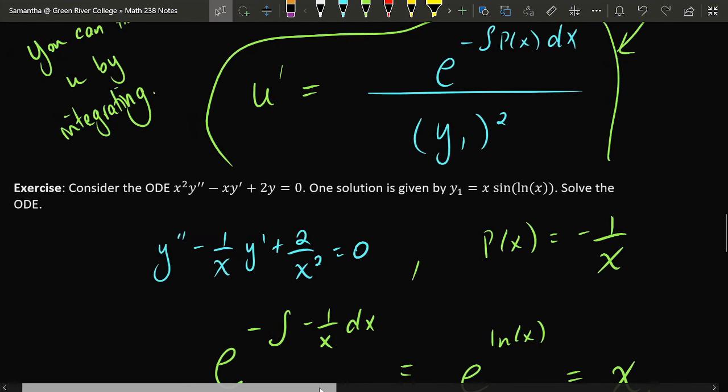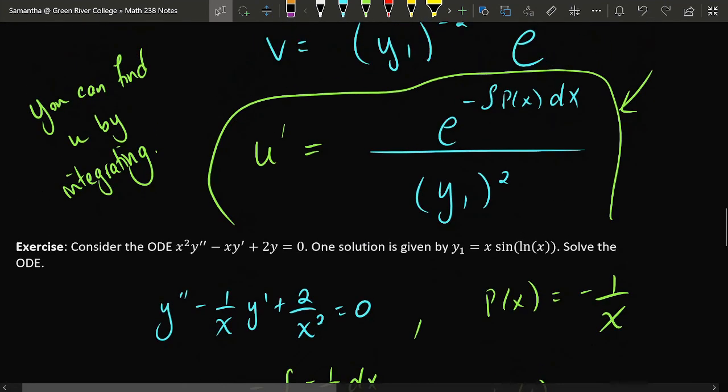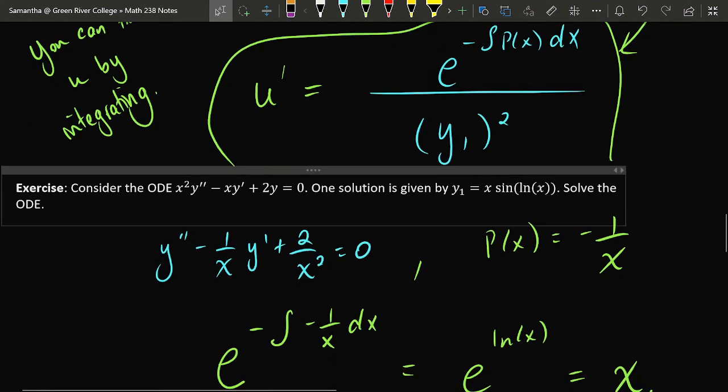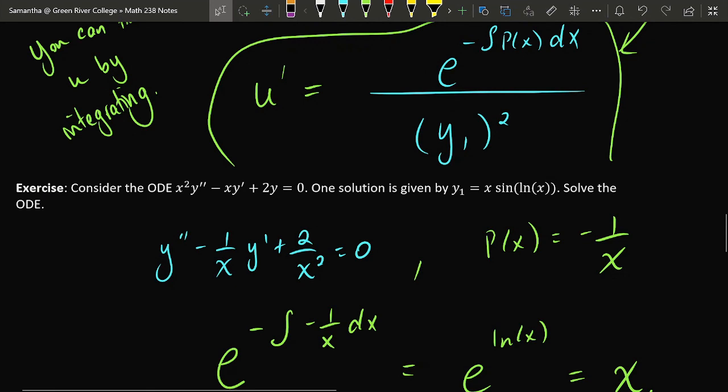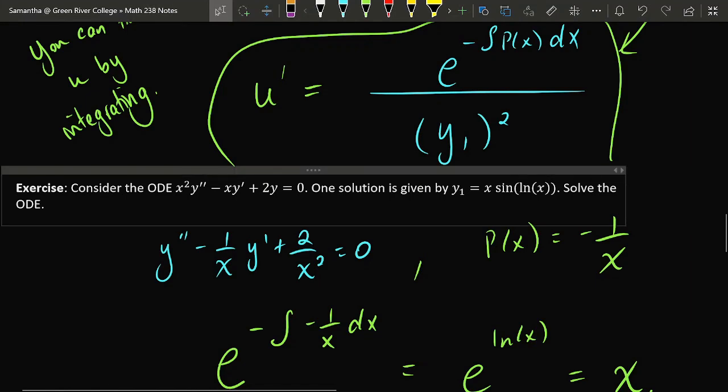That concludes today's material. We derived a shortcut formula for reduction of order that could be used in more complicated examples like this one. Really, the only thing that you need to look out for is to make sure that when you employ this formula, your ODE has been rewritten so that y double prime stands alone.